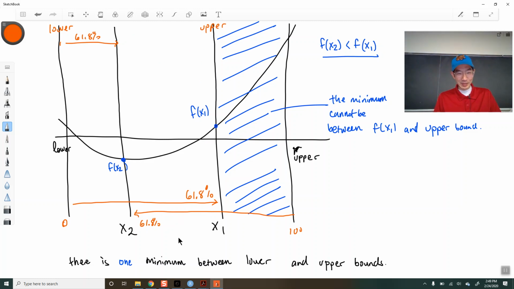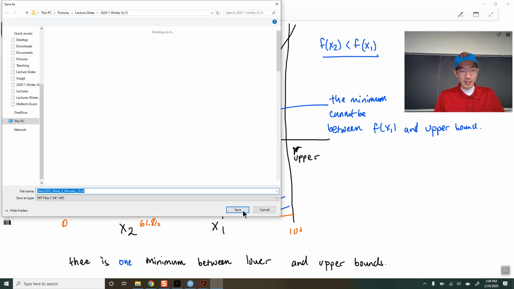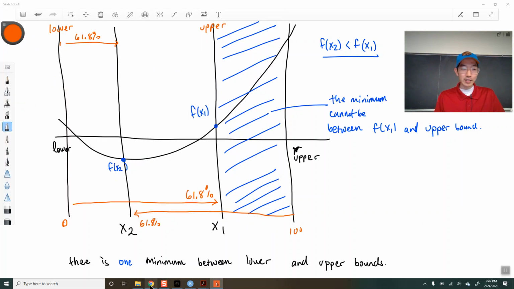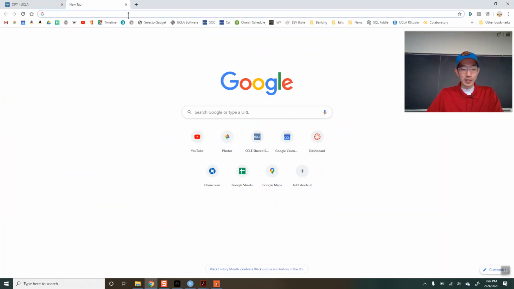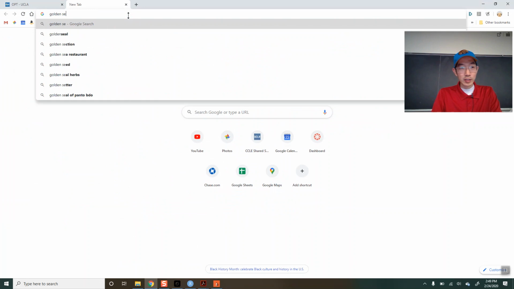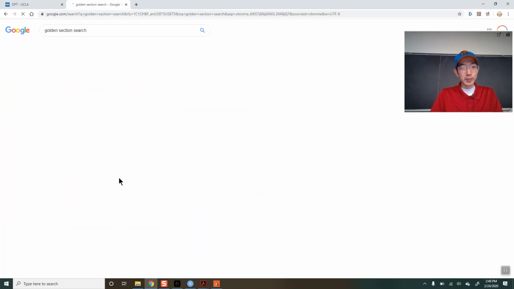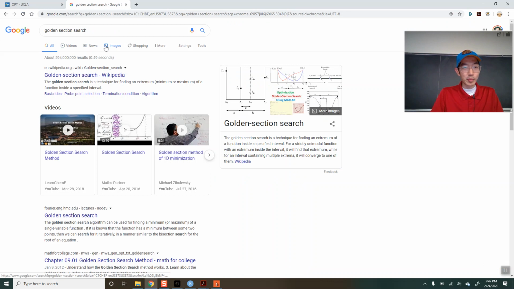Let me, there's got to be a better golden section search picture. I'll post a better image of this.